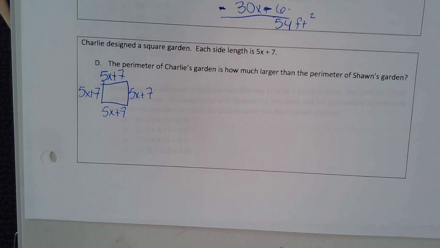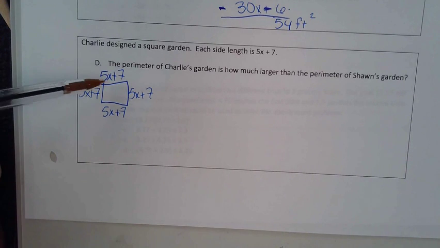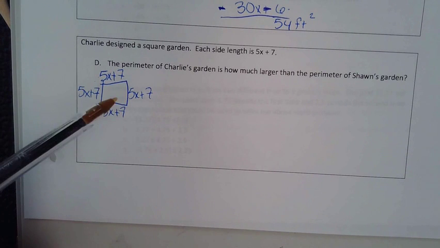So we have to find the perimeter of Charlie's garden. How do we do that? How do I find the perimeter of Charlie's garden? Multiply all of them? I don't want to multiply all of them. I would get a very big number there. No, actually, you can multiply 5x plus 7 times 4. Good. We can multiply one of the sides by 4 because they're all the same, or we can just add them all up. It's up to you.